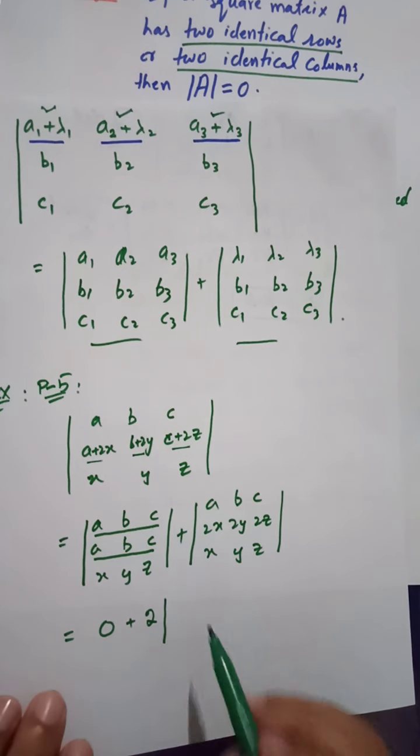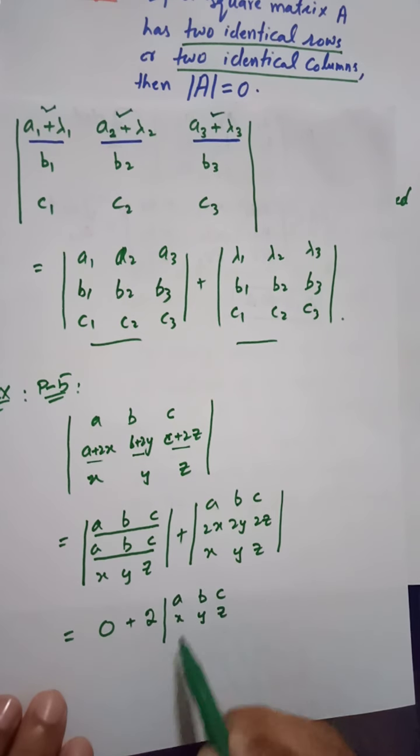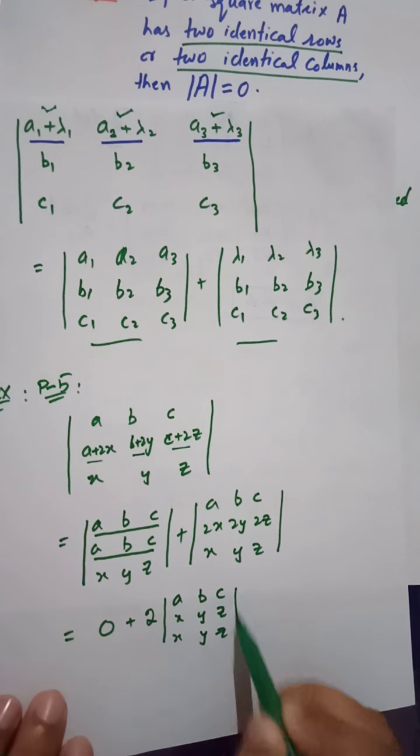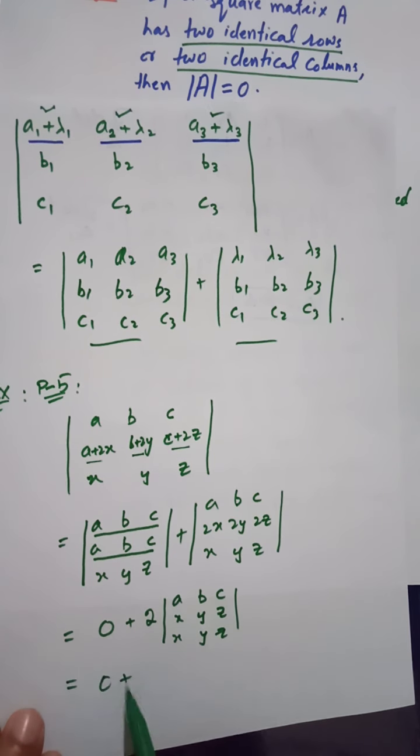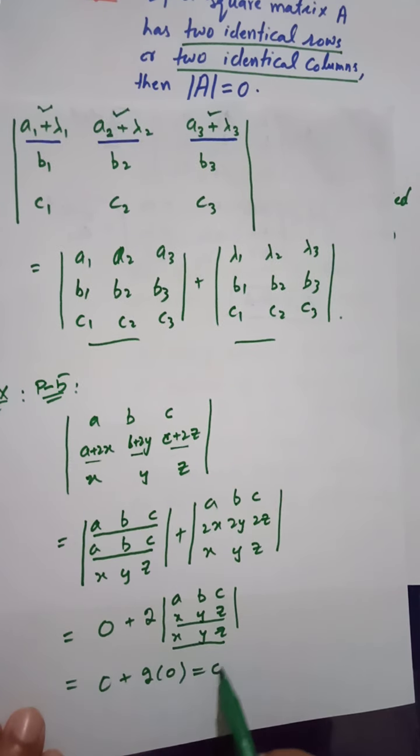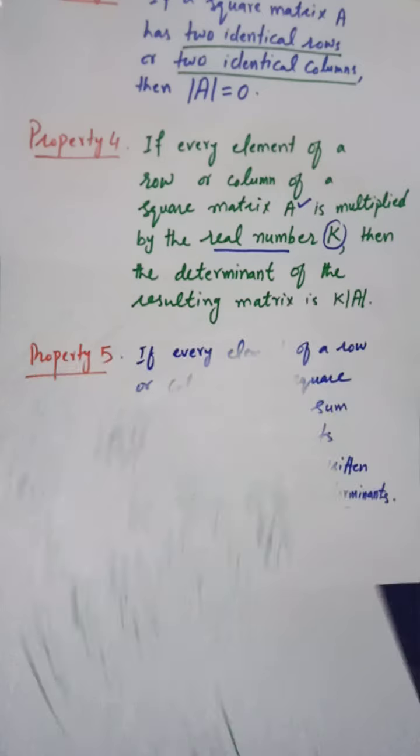So taking 2 common from here, this operation can be done in matrices. So you see that this is 0 plus 2 times this determinant, which is also 0, because there are also two identical rows. So this is 0 plus 0, you will get 0. So this determinant is 0. This is the meaning of property number 5.